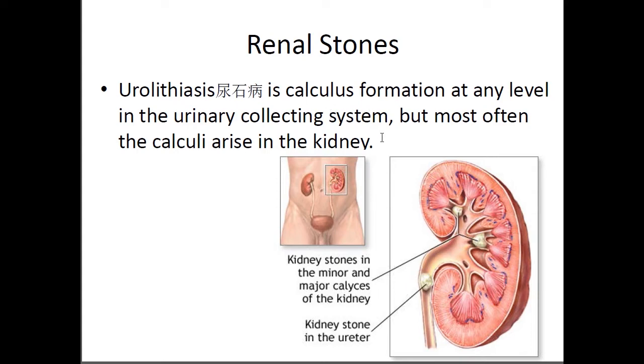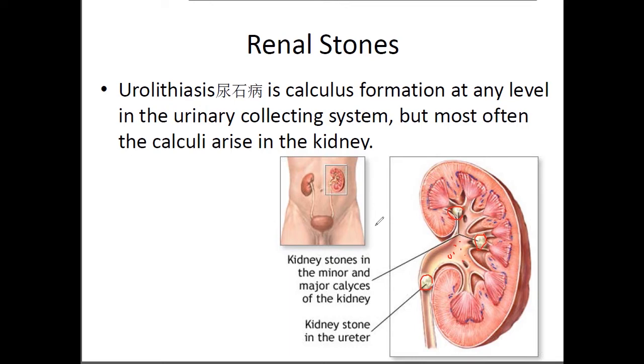So, kidney stones. The forming can be in any part of the urinary system, but mostly we're talking about it happening in the kidney. We can see the picture here. There are some stones here, and here also. They may be just one, or they may be a lot of small ones, like that.